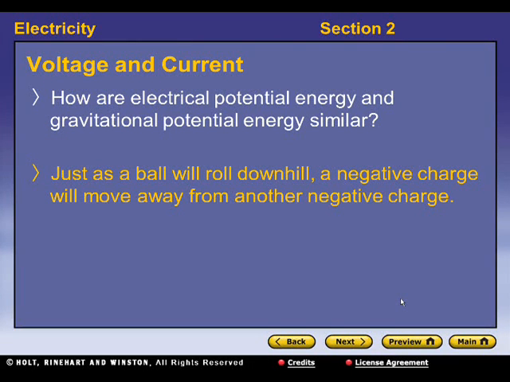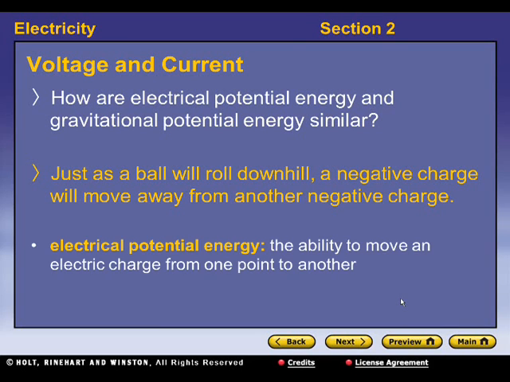So, just as a ball will roll downhill, a negative charge will move away from another negative charge. We know that like charges repel each other, so if there are two negative charges, they will try to move away from each other. If one is fixed, it will push the other one away from itself.